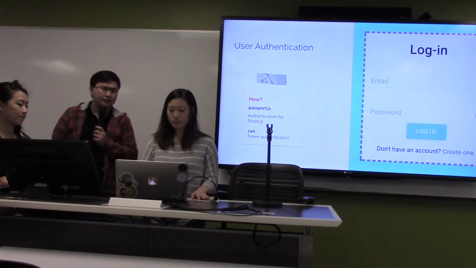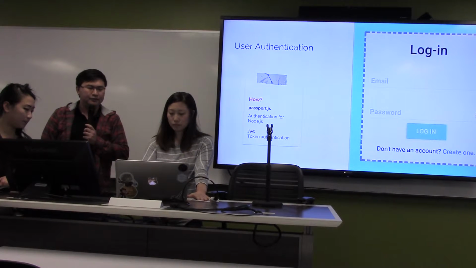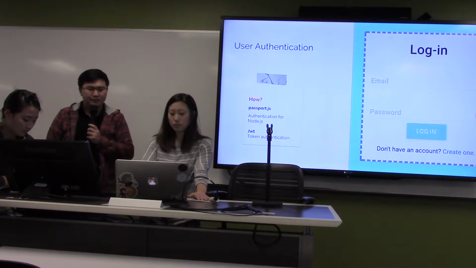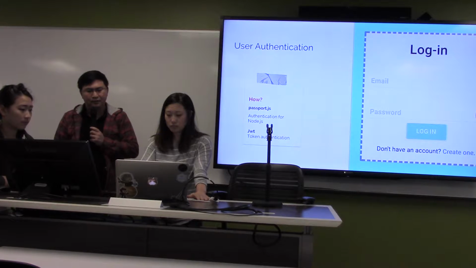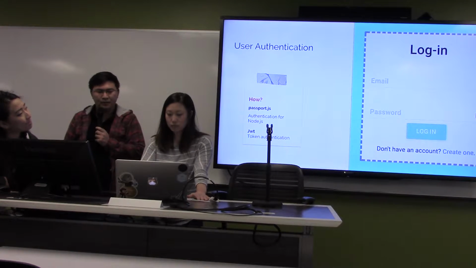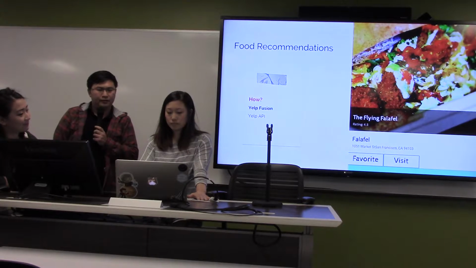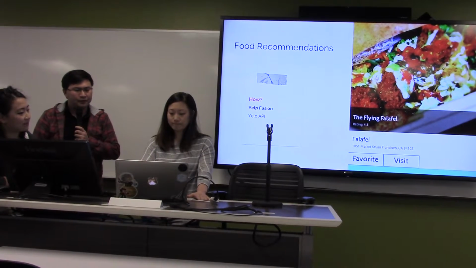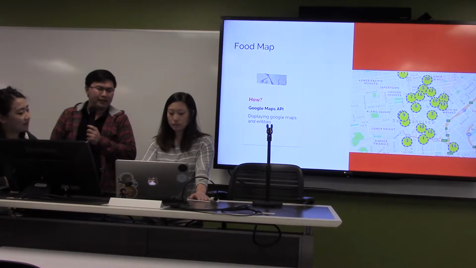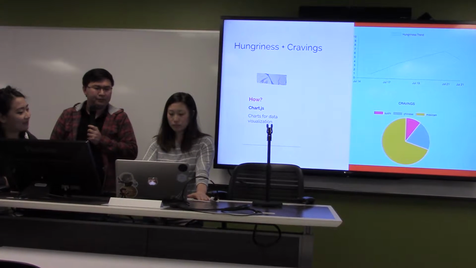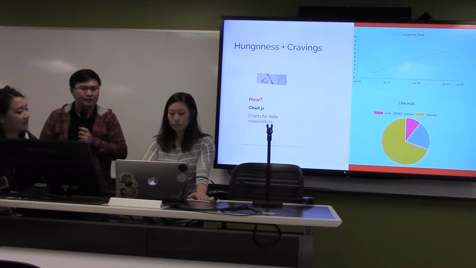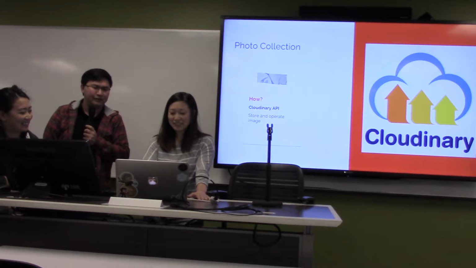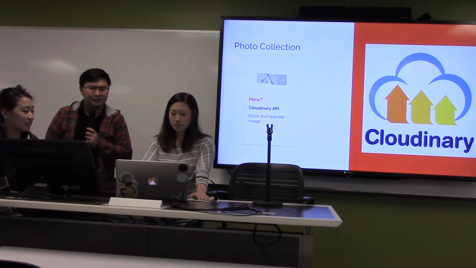For logging in, the authentication, we use Passport JS, and we use JWT token authentication, so it's suitable for both web and mobile and native apps. We used the Yelp API for getting the results for the restaurants nearby, Google API for displaying a Google map, and we use the Chart.js library for creating the chart. And Cloudinary for storing and operating the images.